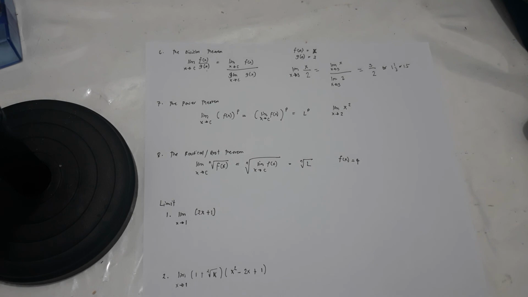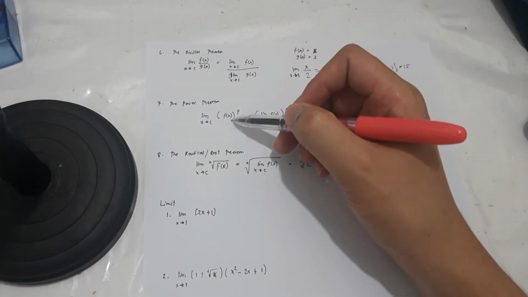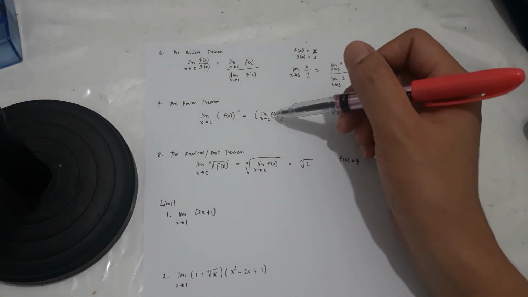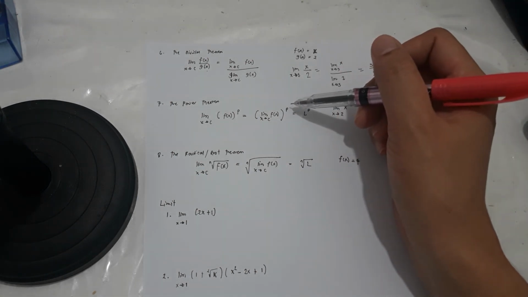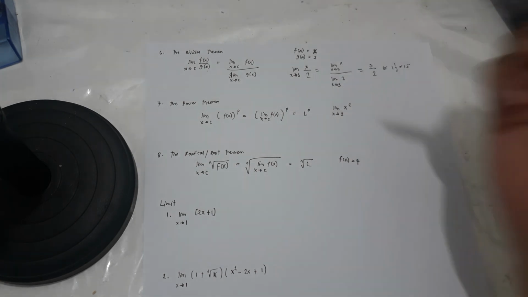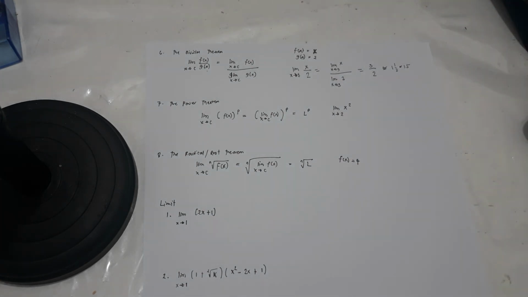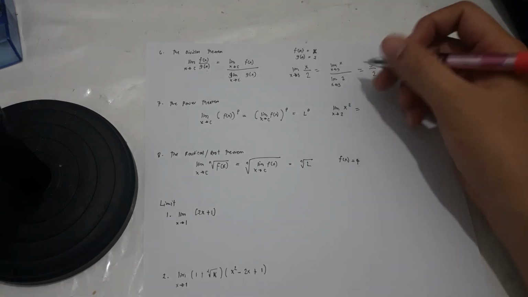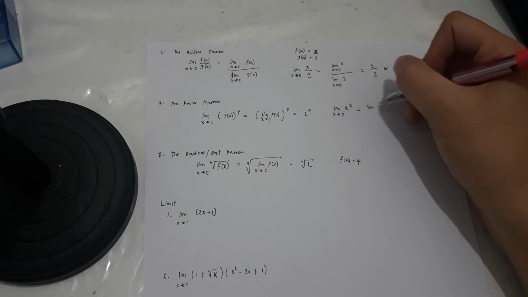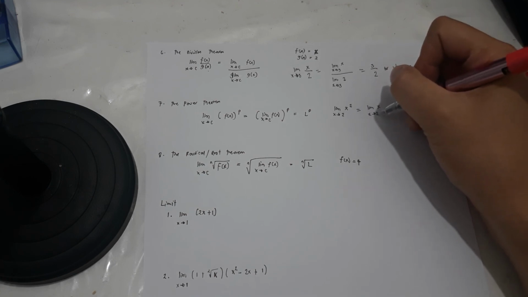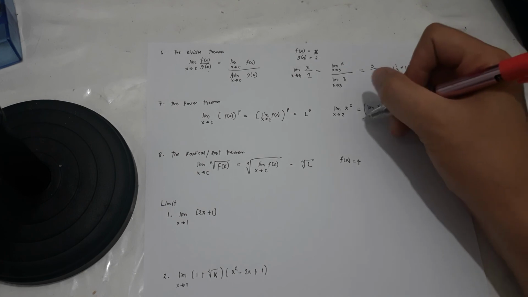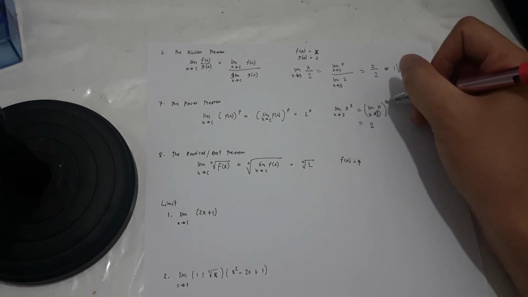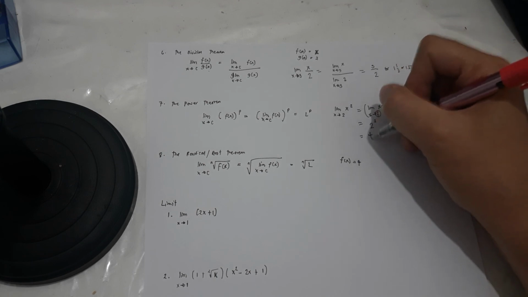Now the power theorem. The limit of the function to the exponent is the same as the limit of the function, the power of the limit. So limit to the power rather. So just like this one, example of this one. So to solve this, pwede mo na yan siyang limit of x as x approaches to 2 squared. So pag variable, ito ang answer, 2 raised to the power of 2, which is 4.